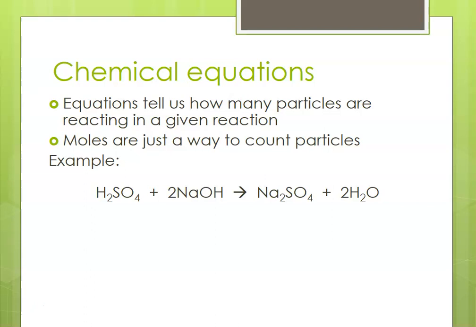Now the important things to see in this reaction are actually the coefficients, the numbers in front of the formulae. So sulfuric acid, you'll see, has no number in front of it, which means that we're talking about one particle of sulfuric acid. There's a 2 in front of the sodium hydroxide, and there's a 2 in front of the water. These numbers tell us the ratios in which the particles are reacting with each other.